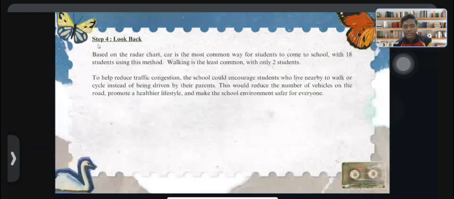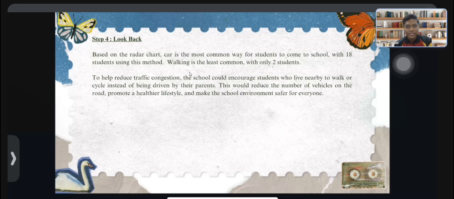So, the last step is step 4, look back. Based on the radar chart, car is the most common way for students to come to school, with 18 students using this method. Walking is the least common, with only 2 students. To help reduce traffic congestion, the school could encourage students who live nearby to walk or cycle instead of being driven by their parents. This would reduce the number of vehicles on the road, promote a healthier lifestyle, and make the school environment safer for everyone.